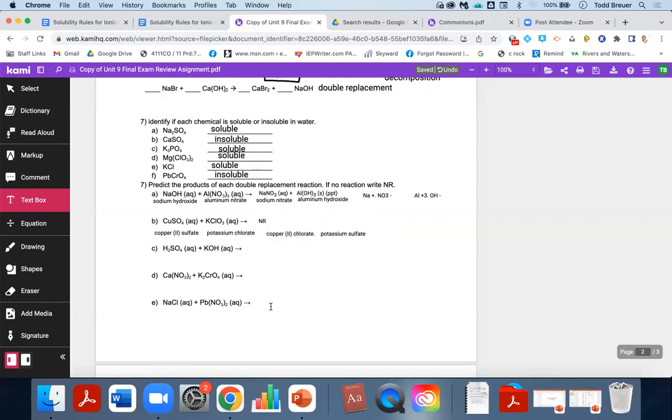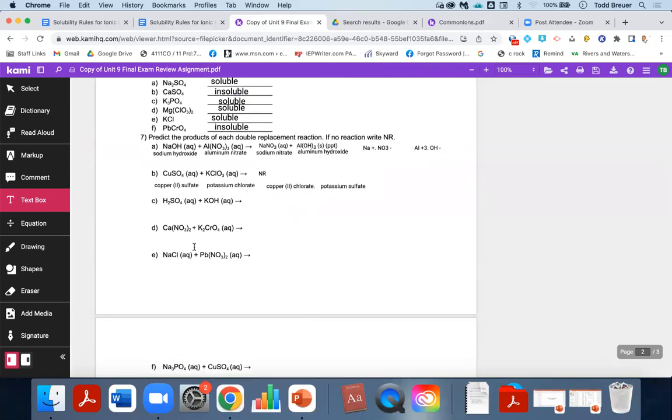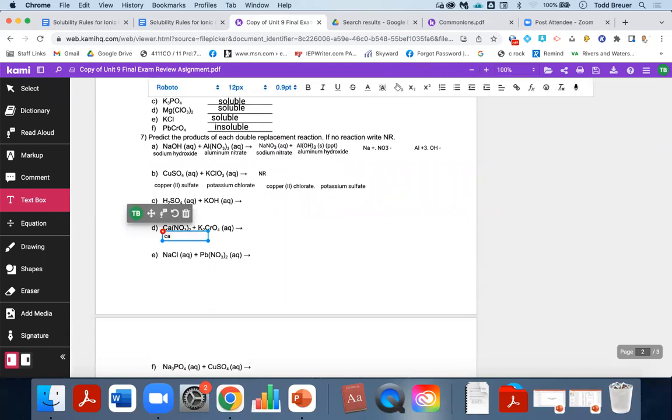Let's skip C for now. We'll come back to that example. So if we look at letter D, we got calcium nitrate and we got potassium chromate. We're going to swap some parts to get two new possible chemicals and then check solubility. So when we swap, we get calcium chromate and we get potassium nitrate.